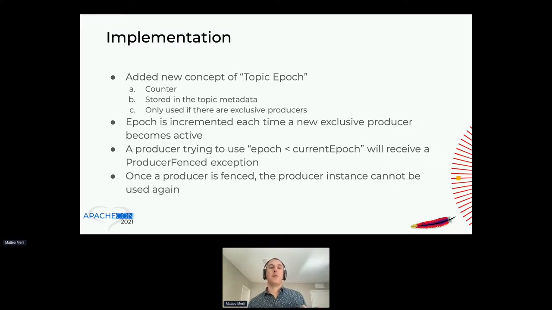So if you're trying to connect and you're using an epoch number that is below the current epoch, then you will get a fence exception. Because the topic epoch has already moved on, and you belong to an older epoch that is not allowed anymore. And from an API perspective, once the producer instance is fenced, basically you have to close it, and you cannot reuse it anymore. The topic epoch has already moved. You cannot join back. So you have to close this producer, and you can create a new one. And then you will get again this election on who has the exclusive access to the topic.